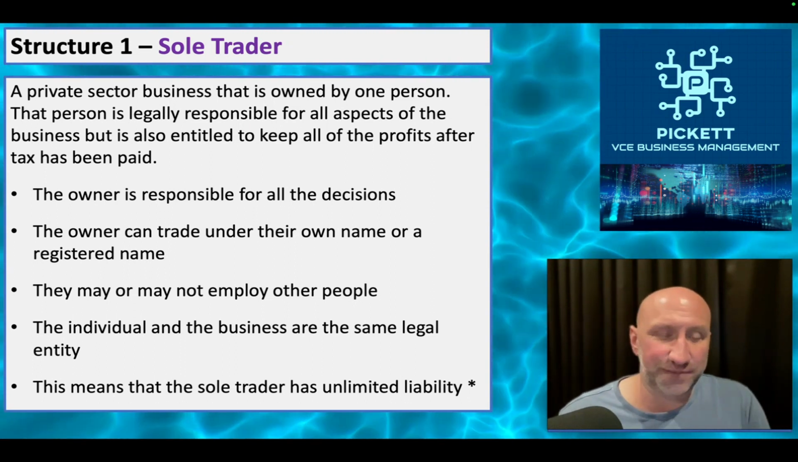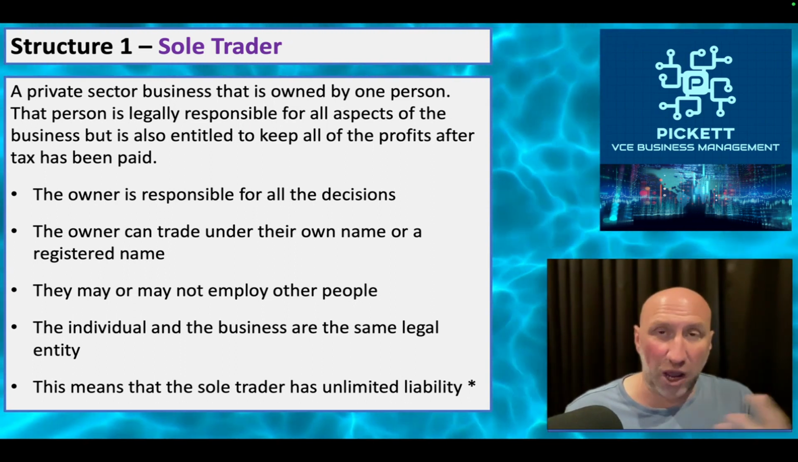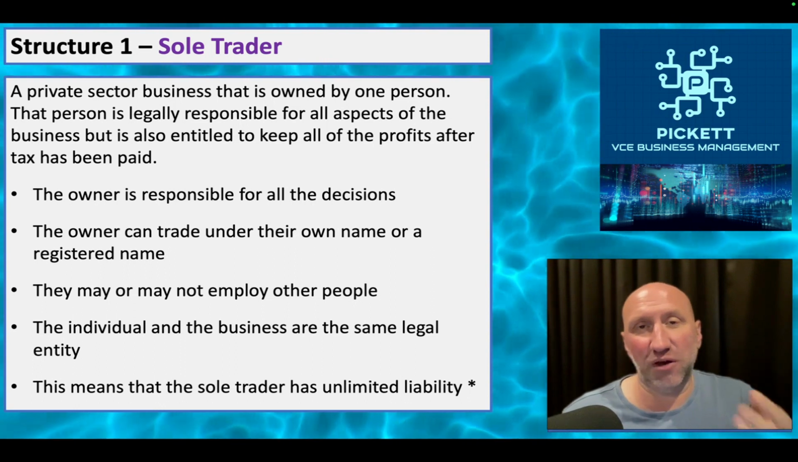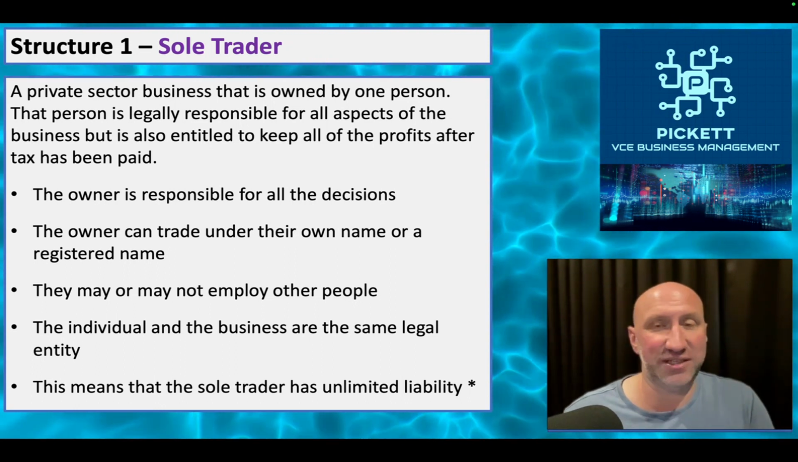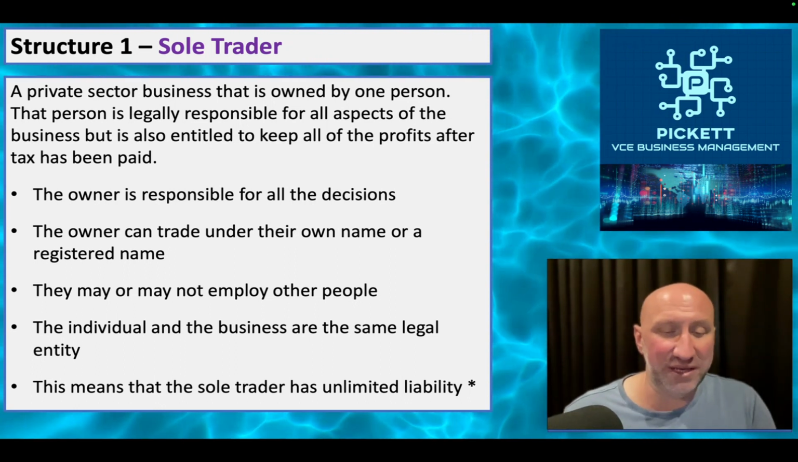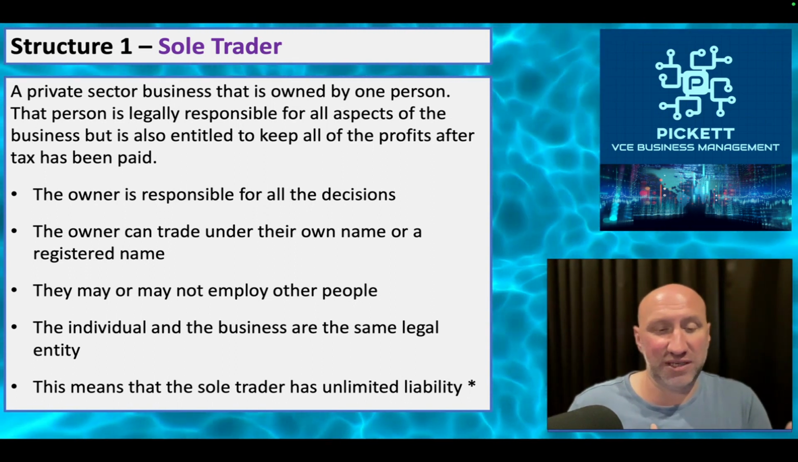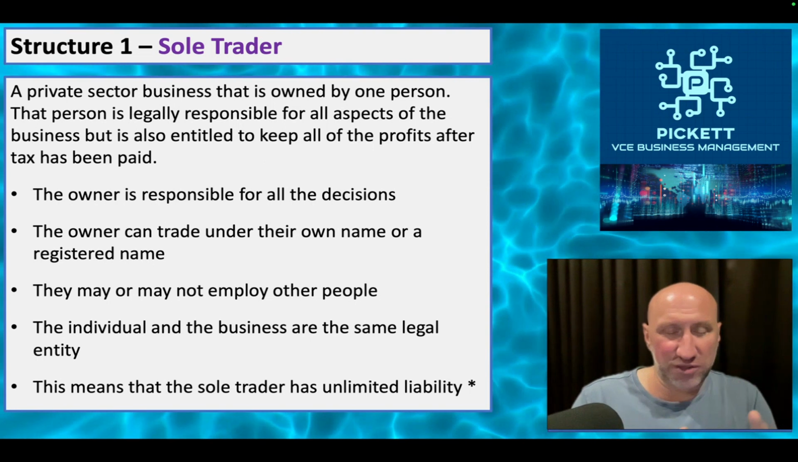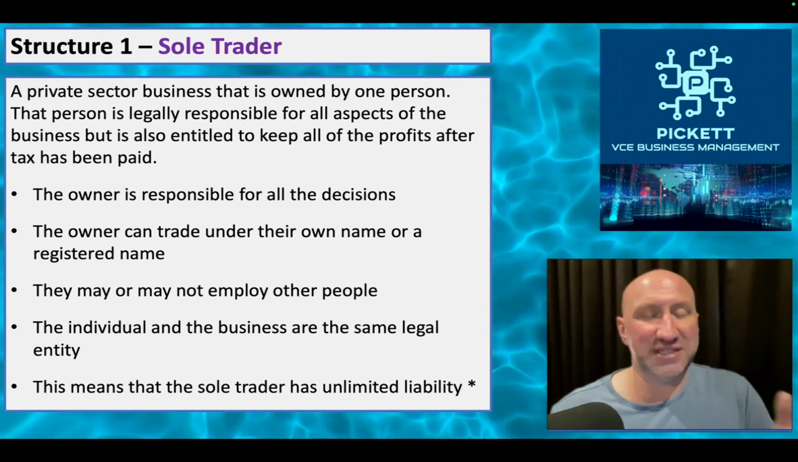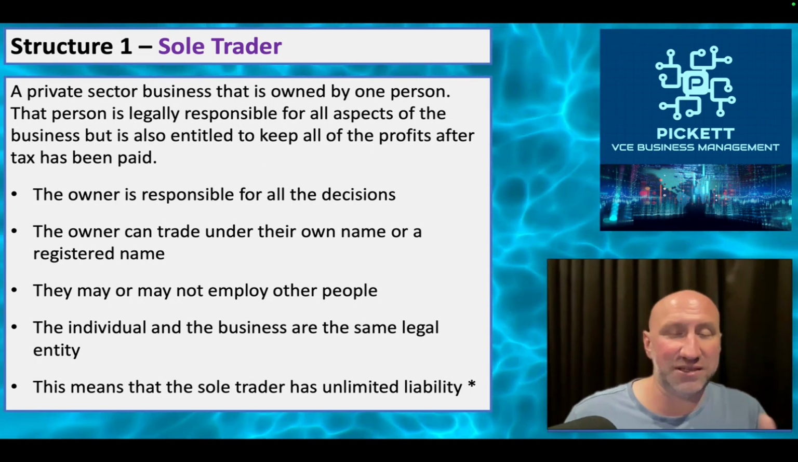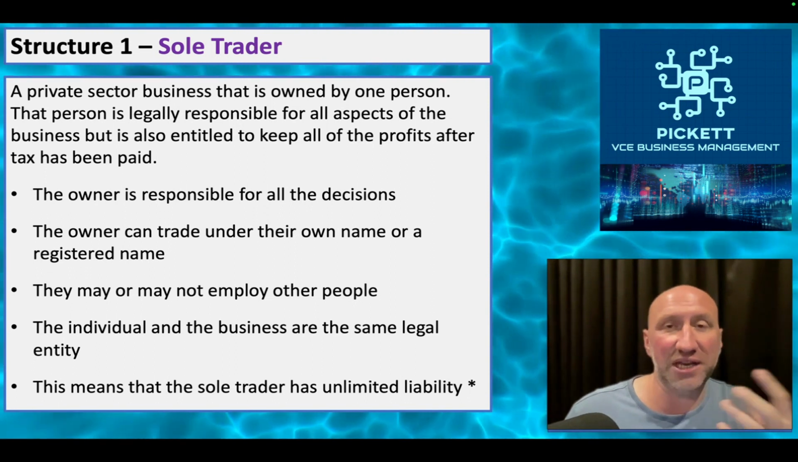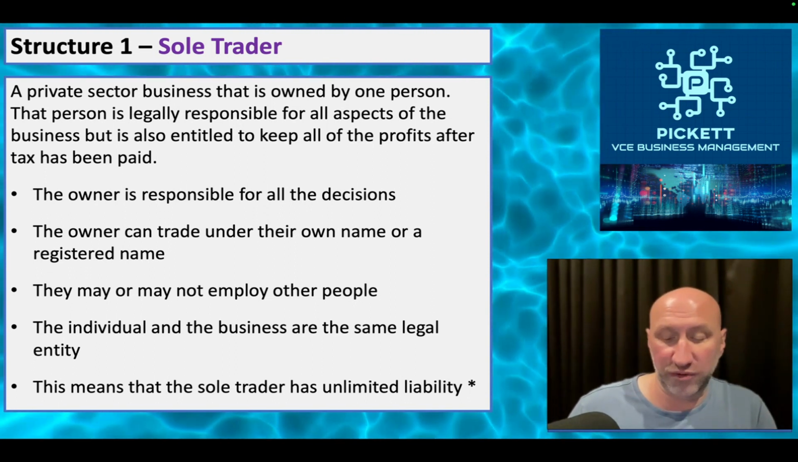Now, the key with this is the individual, the owner, and the business are the same legal entity. Okay, that means that the sole trader has unlimited liability. So that point I'm just making there, it's one and the same. The same legal entity means that the business owner has unlimited liability for what goes on in a business.